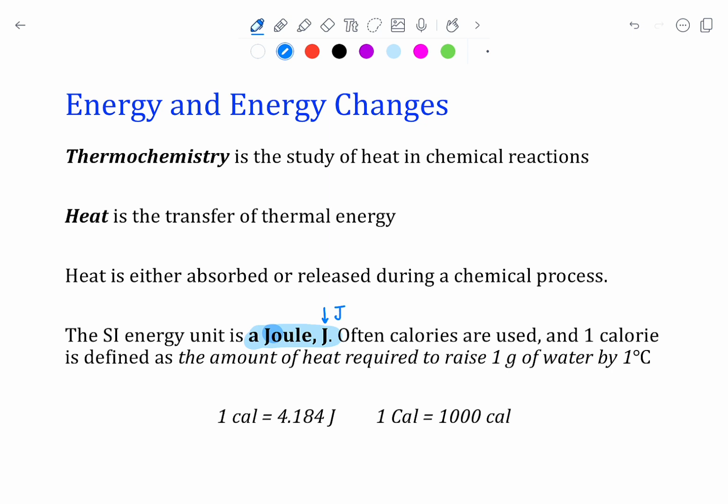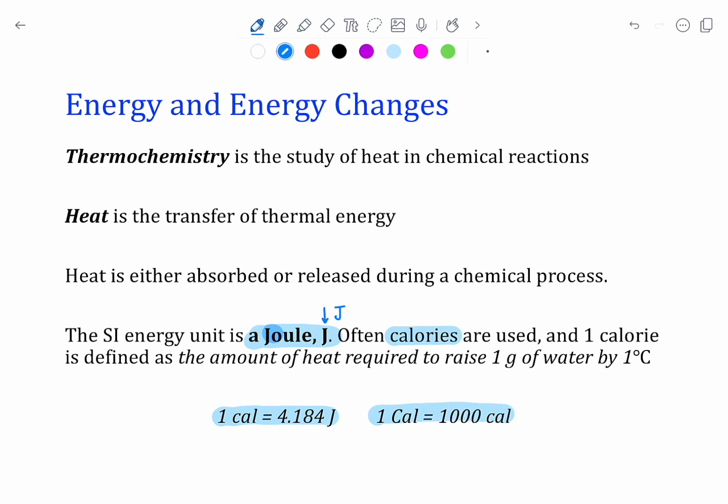We can also use the unit of calories, which you may hear when you're thinking about food. So often calories are used, and 1 calorie is defined as the amount of heat required to raise 1 gram of water by 1 degree Celsius. We'll use calories more so later in our lessons when we talk about calorimetry, as that pertains more towards food. But we will be able to convert between calories and joules using the 2 conversion factors we have at the bottom of our slide here.